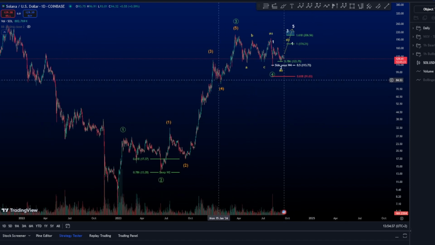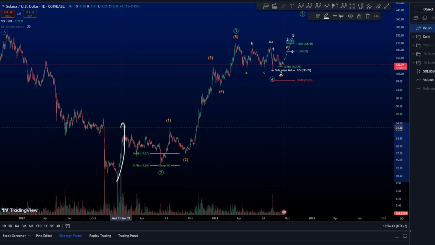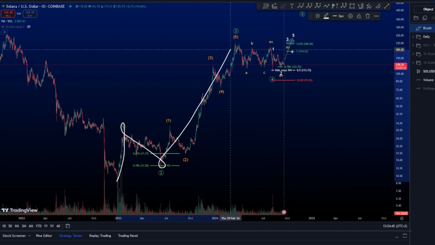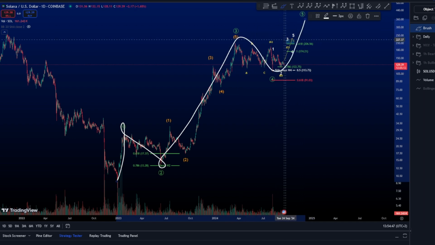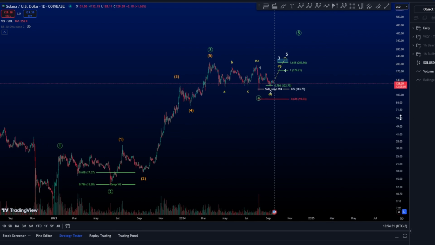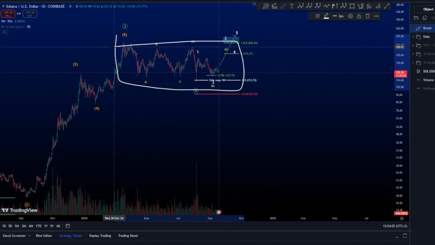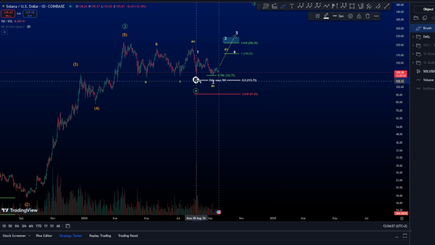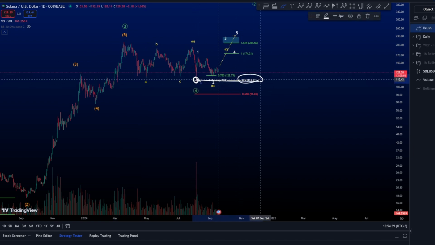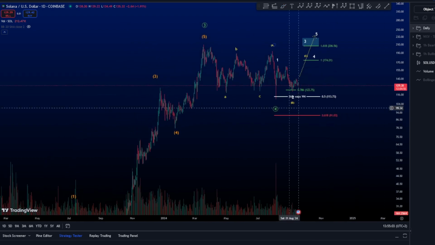So starting with the Solana daily, as we can see, we are still in a valid impulse towards the upside, where we can see in green label 1, 2, 3, 4, and 5. We are still looking for a wave 5 towards the upside, considering that a wave 4 is still unfolding, so far touching only the 0.5 fib level as the wave 4.